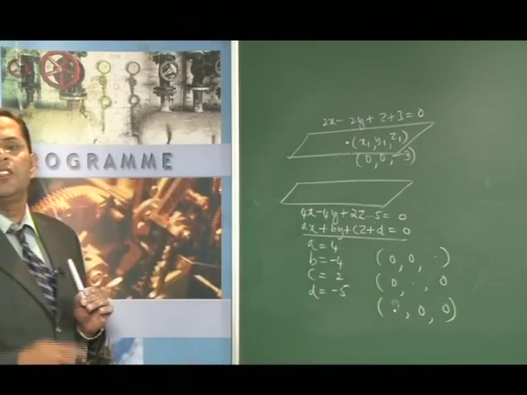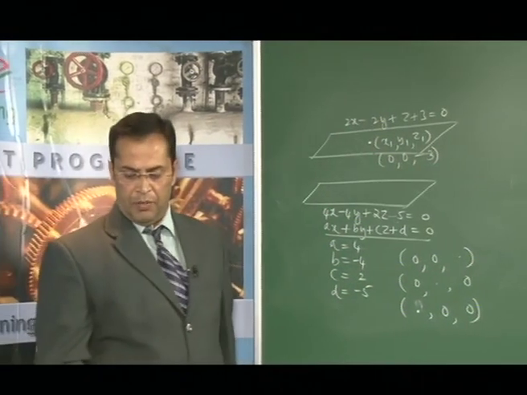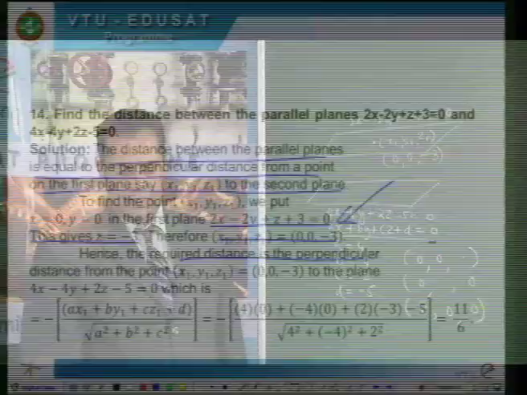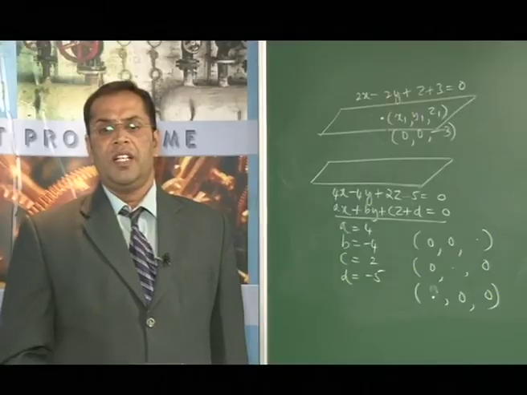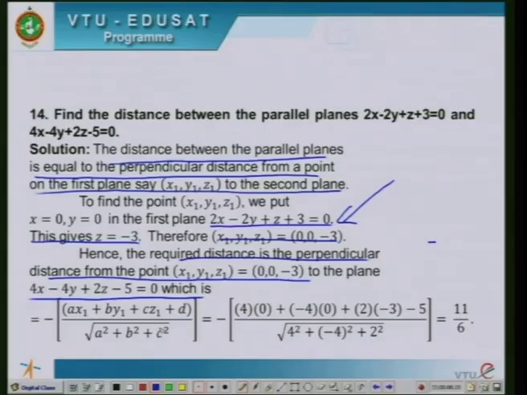All that remains is to substitute. Take all this and substitute in the formula. So, hence the required distance is the perpendicular distance from the point 0, 0, minus 3 to the plane 4x minus 4y plus 2z minus 5 equal to 0, which is equal to minus of ax1 plus by1 plus cz1 plus d by root of a square plus b square plus c square. Substitute all the values which you see illustrated here to get the distance as 11 by 6.